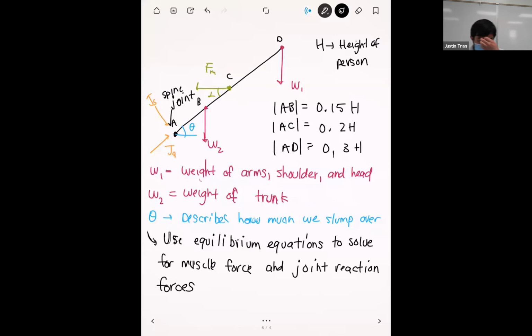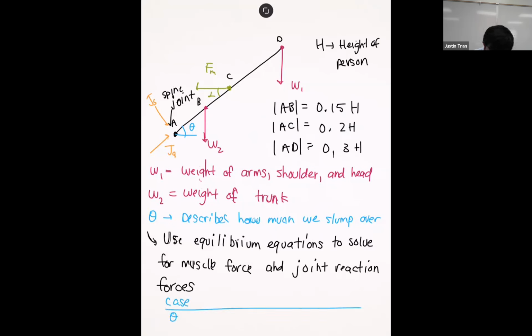Okay. And we're going to do this for three different angles of theta, which correspond to our three different cases. So let me go ahead and find out what those angles are. For case one, let me make a table right here. The angle theta is going to be 85 degrees, and so we're basically going to be standing almost straight up.